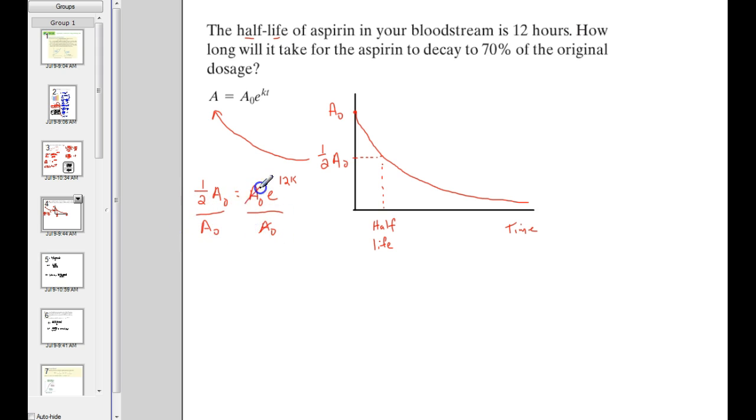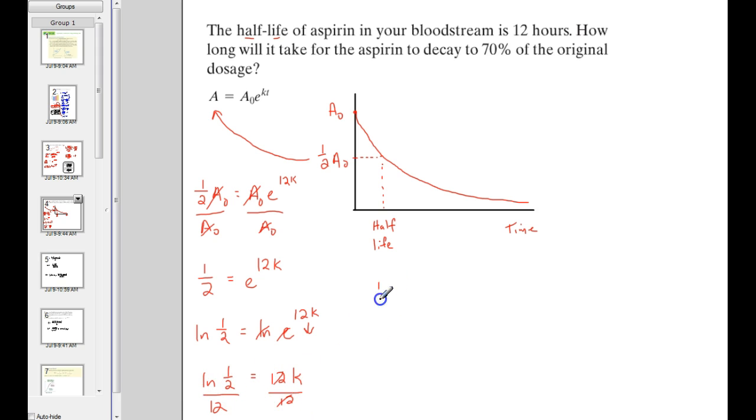And now the A0 is going to cancel on both sides, and we end up with half equals e to the 12k. Just like we did in the first part of the videos in this section, we're solving for the variable in this exponential equation, so we're going to bring in natural logs. As it always does, natural log and e wipe each other out, and this power falls down. So we end up with the natural log of 1/2 equals 12k. Remember, we're solving for k, so we're going to divide both sides by 12.